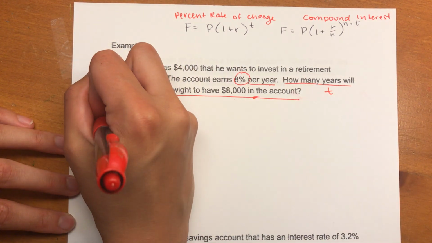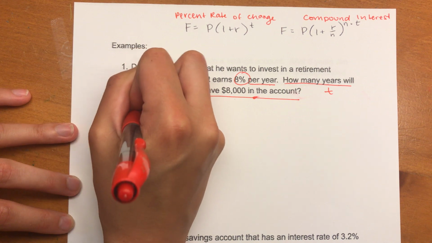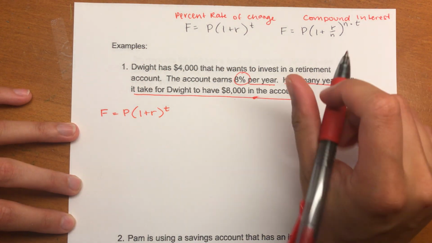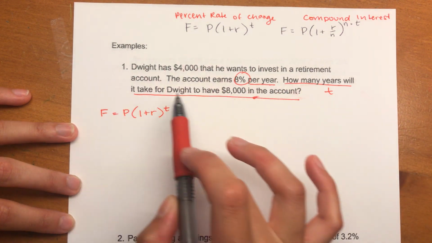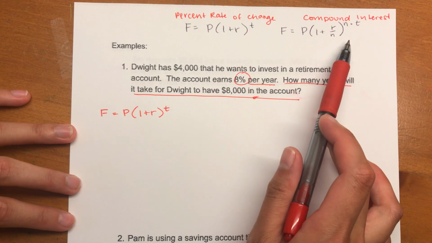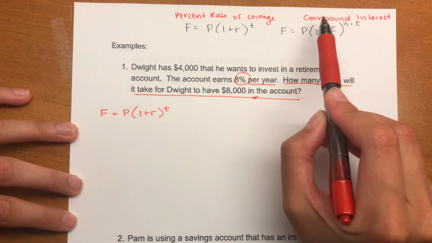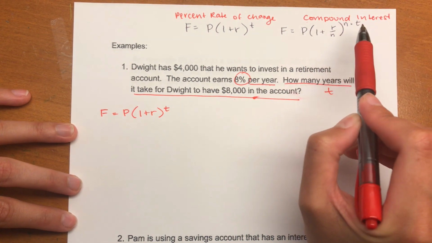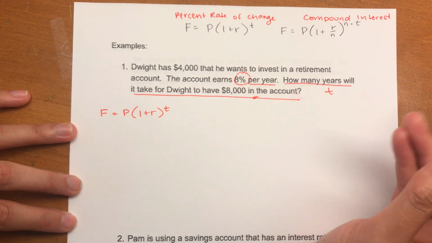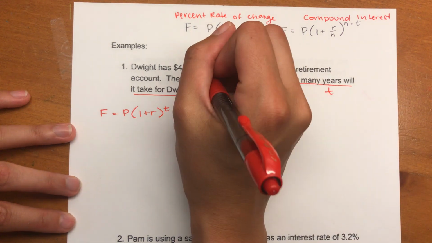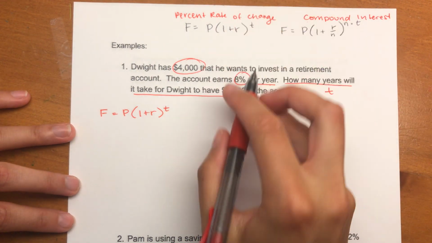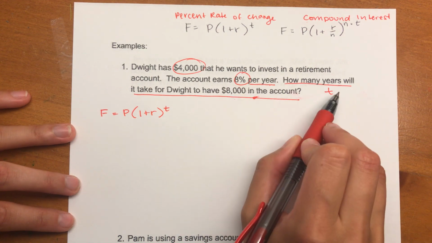So we're going to start off with the basic formula, F equals P times 1 plus r to the t. Since this example does not say compounding, we're not using the compound interest formula. That's the key word here. If we have a compounding period, we use the compound interest formula. If not, we're using percent rate of change. Let me circle my numbers. He invests $4,000. The account earns 8% per year.